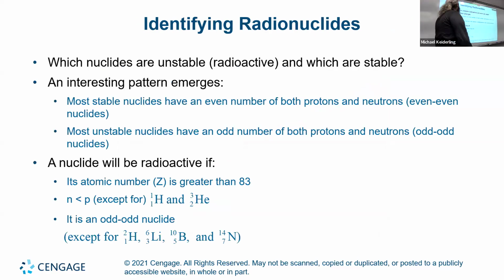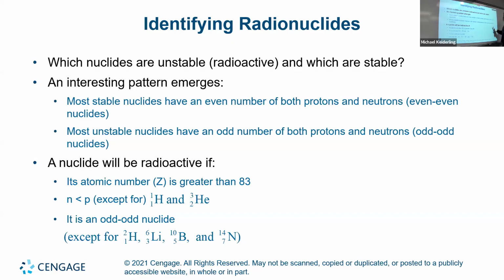So how do you identify which nuclei are unstable and which ones are stable? Well, we find that an interesting pattern emerges. Most stable nuclei have an even number of both protons and neutrons. So generally you want to have even nuclides, so an even number of protons and an even number of neutrons. And most unstable nuclides have an odd number of both protons and neutrons, odd nuclides.